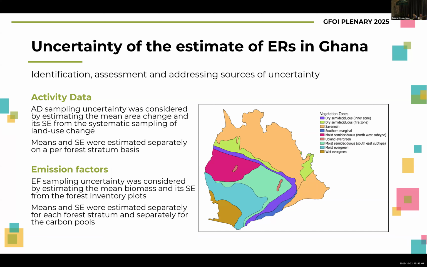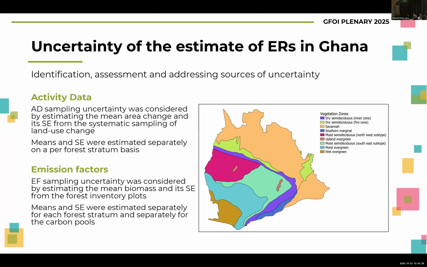Depending on the parameter, the closed forest is from 69% canopy closure upwards, and below 69 and 15% is for the open forest. So for each one, the activity data sampling uncertainty was considered by estimating the mean area change from the standard error from the systematic sampling of the land use. And we have that for each vegetation zone.